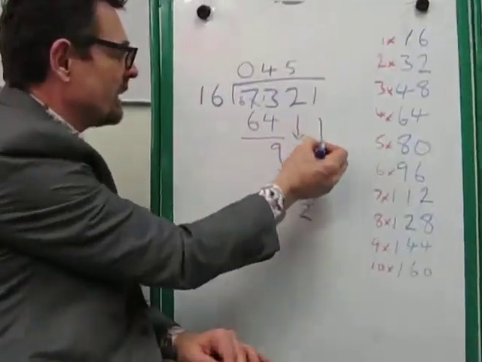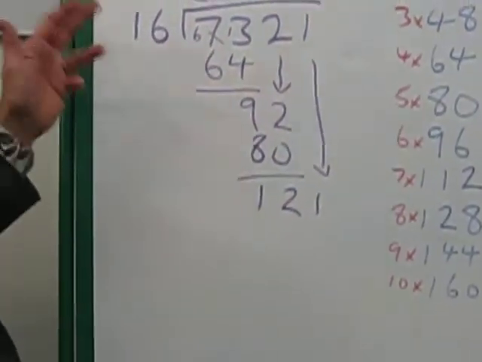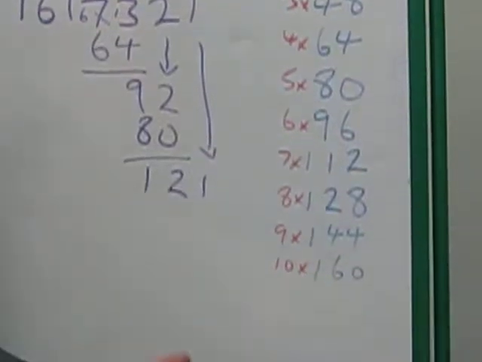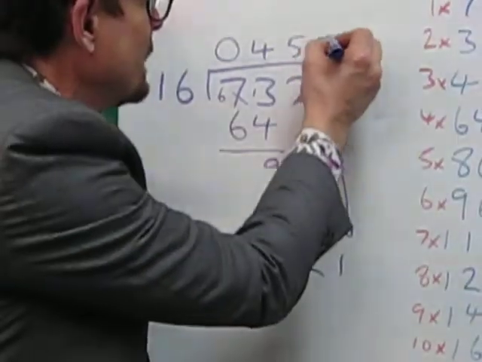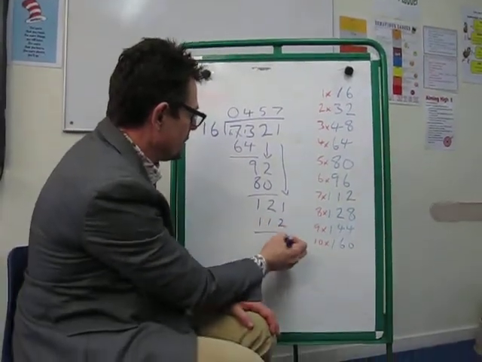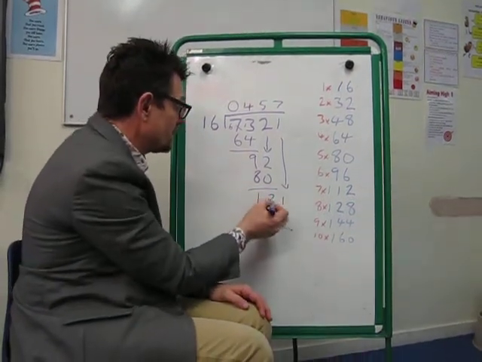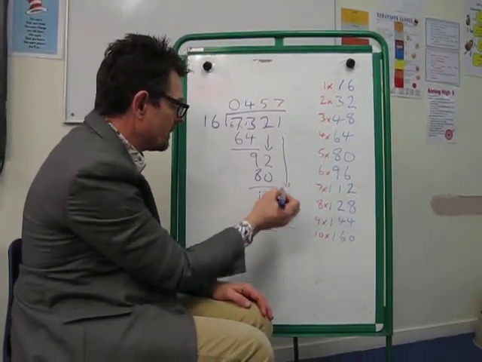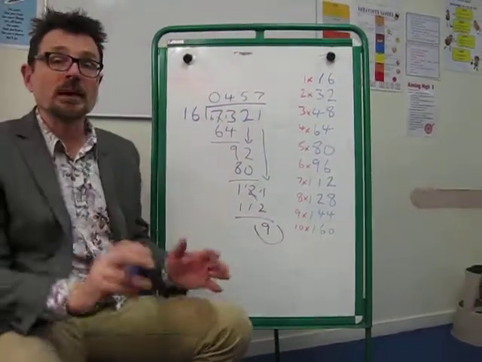And we're going to slide down our final digit, which is 1. And then we're going to say, how many 16s are there in 121? 7, because it's 112. So let's write that there. And so it's 112, and we can find out our remainder. 1 minus 2, can't do it, it'd be a negative number. Exchange a 10 for 10 ones, and we have a remainder of 9. And that is our remainder.